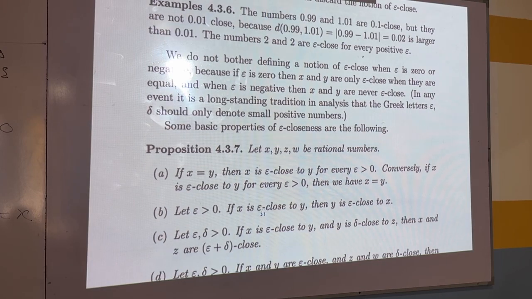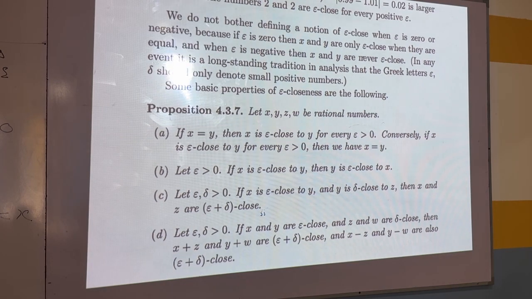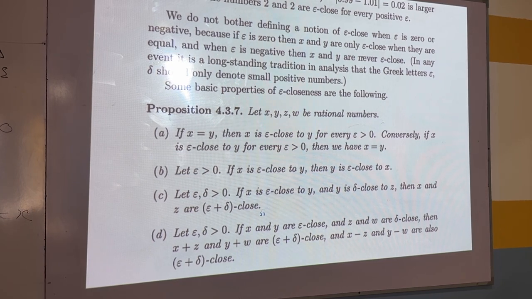Let x, y, z, w be rational numbers. If x is equal to y, then x is epsilon close to y for every epsilon greater than 0. That is very easy to prove. Though I say it is very easy to prove, you should do it because you are doing it for the first time. Conversely, if x is epsilon close to y for every epsilon greater than 0, then we have x is equal to y. I guess I gave you that as a problem in one of the homework sets.